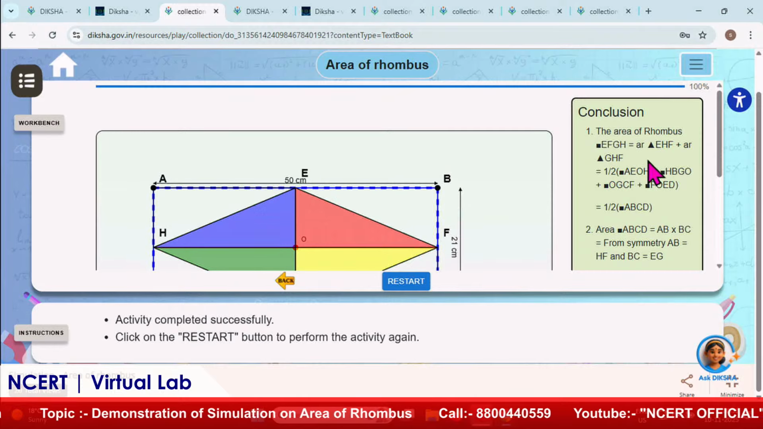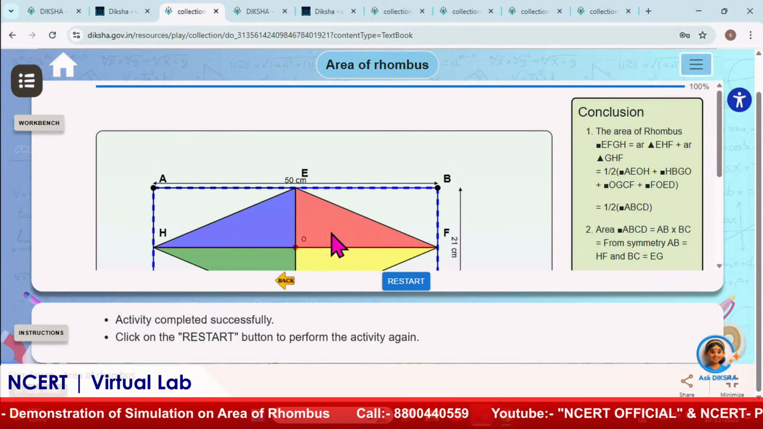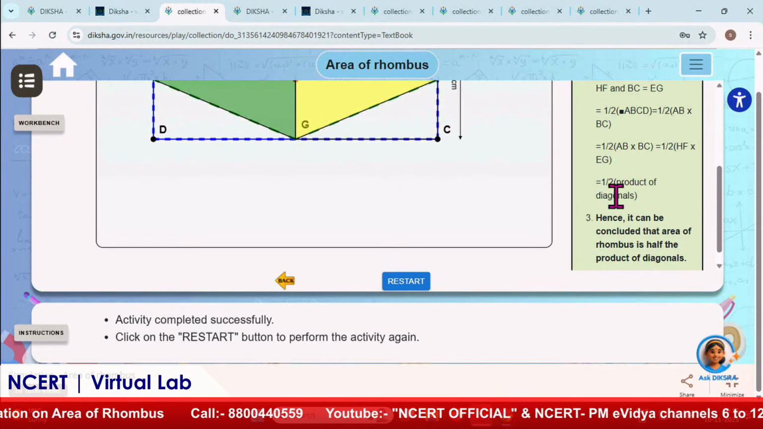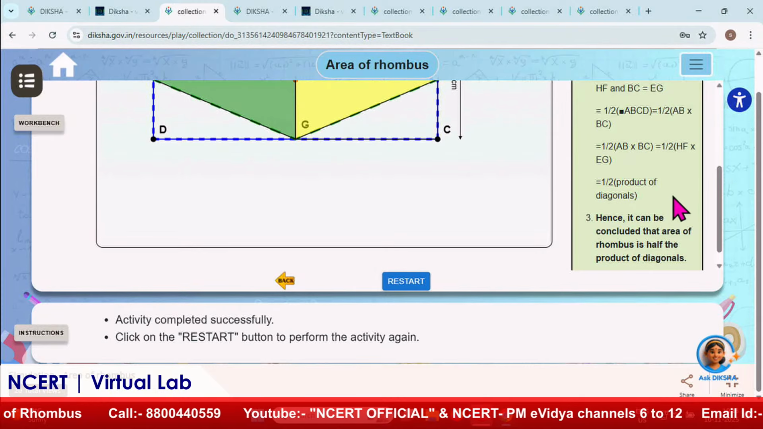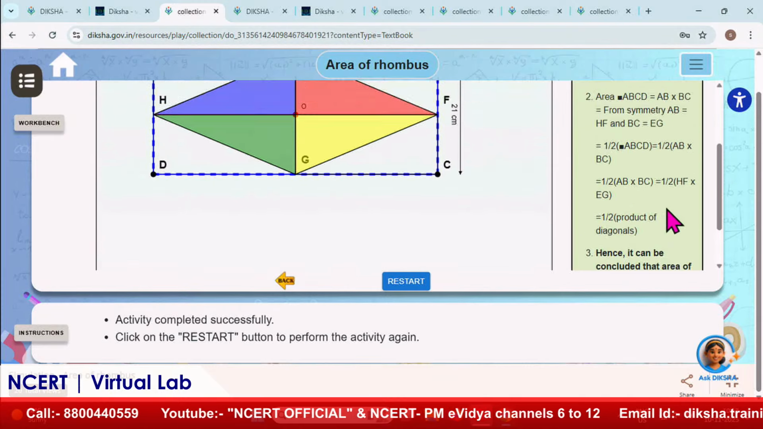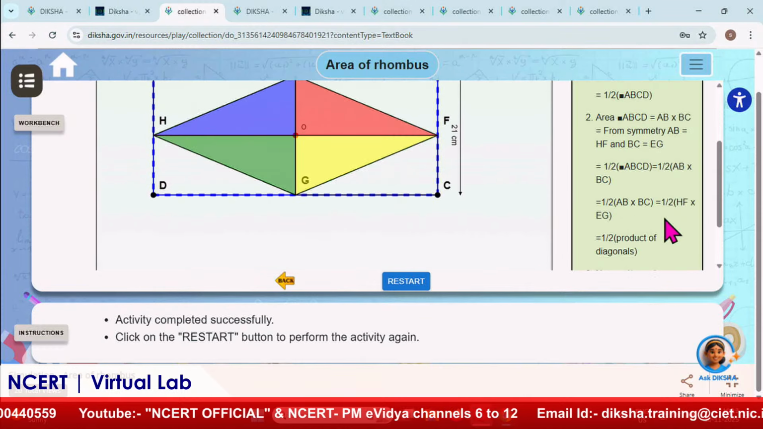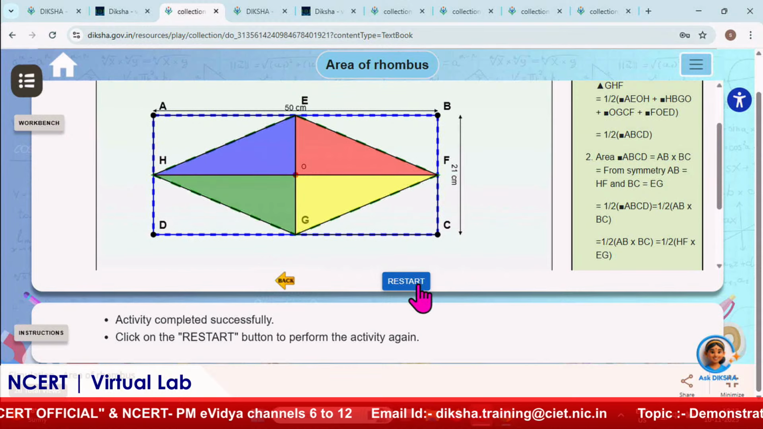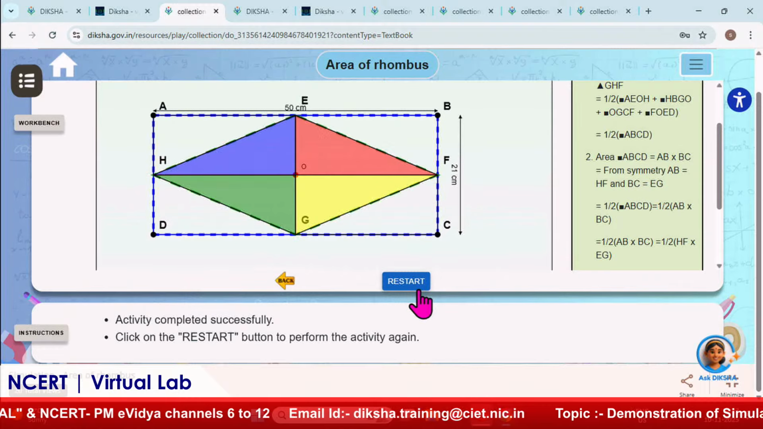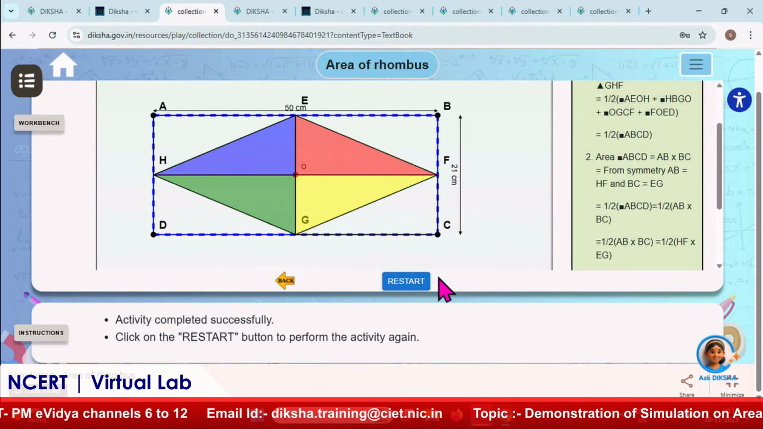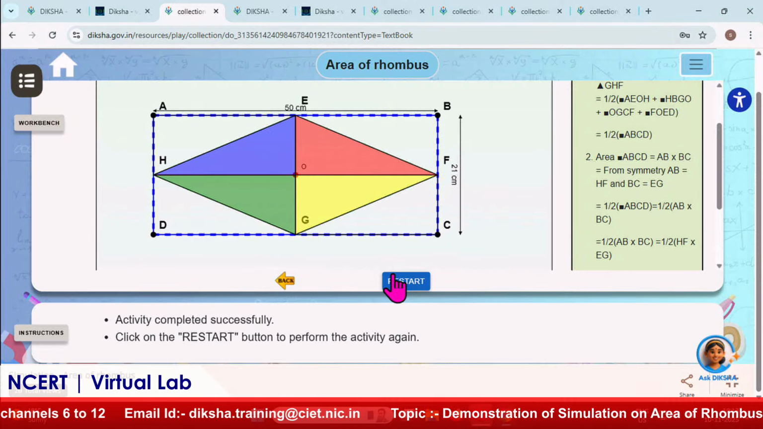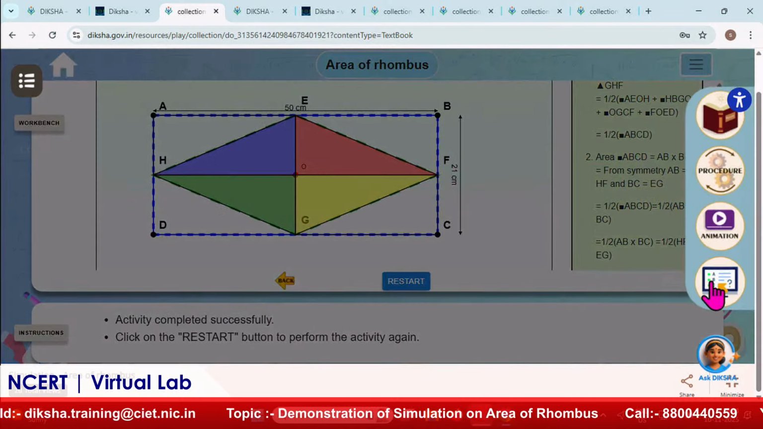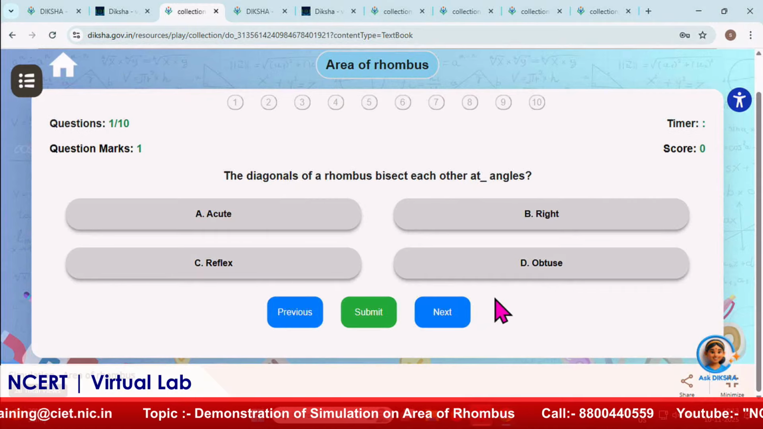Again this is our area of rhombus, which is given as area of rhombus is 4 into the area of 1 triangle. So this way you can find that it is 1 by 2 into the product of diagonals. So you have to read the observation or the conclusion thoroughly to understand the area of rhombus. Now there is one button which is restart. If you are unable to understand the area of rhombus, you can click on the restart button again, and you can do it any number of times. Now the next part is the Viva self assessment part.